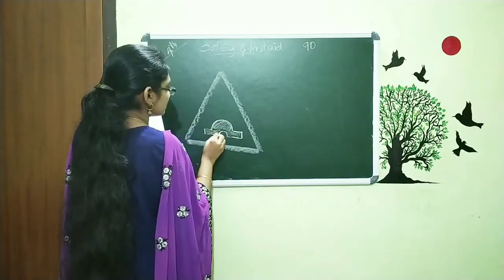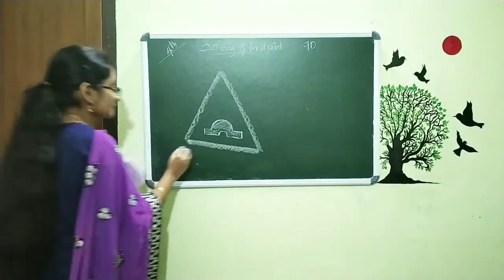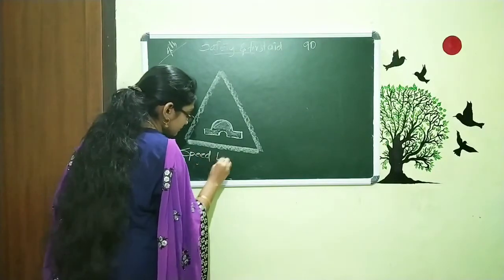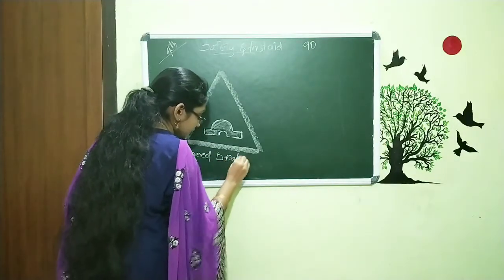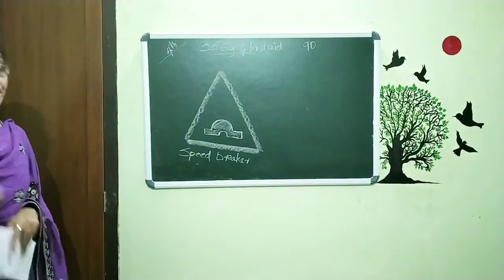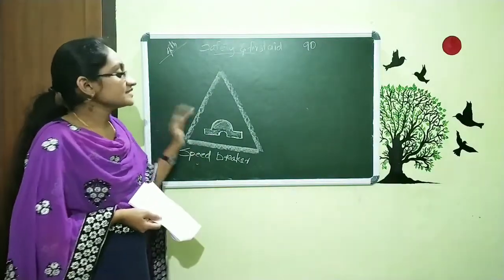This is the symbol. And what does it mean? This is a speed breaker. Speed breaker means to reduce the speed. That's why we are adding the speed breaker. So this is the last symbol.